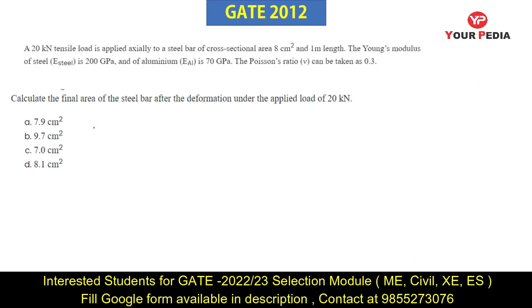Now for the same question, calculate the final area of the steel bar after the deformation under the applied load. What is the final area of the steel bar after the deformation? That we have to calculate. The Poisson ratio is given to us. For this we have to calculate the true stress and true strain, that is the formula.